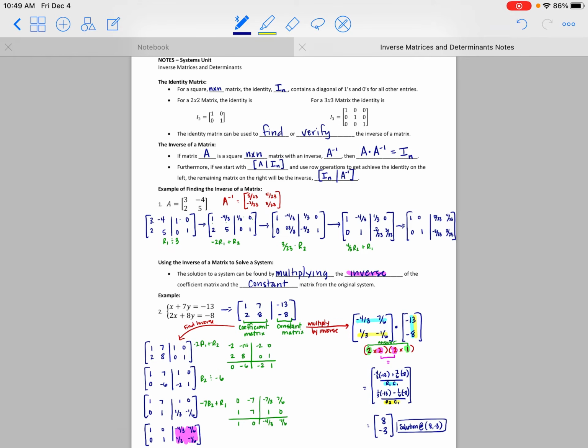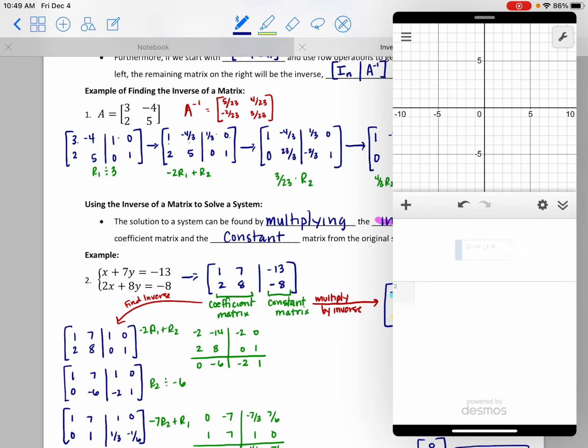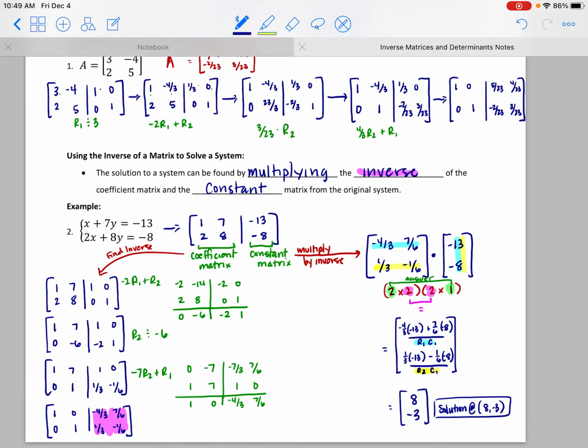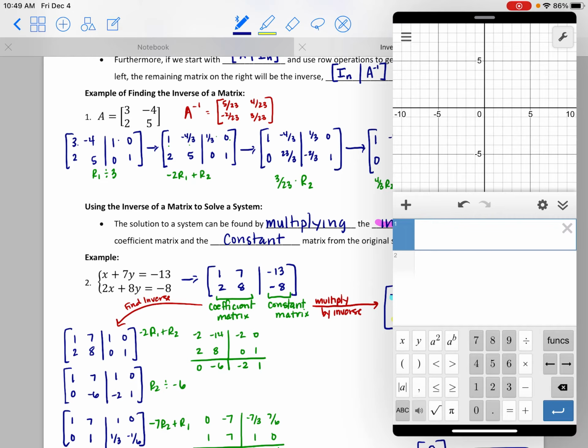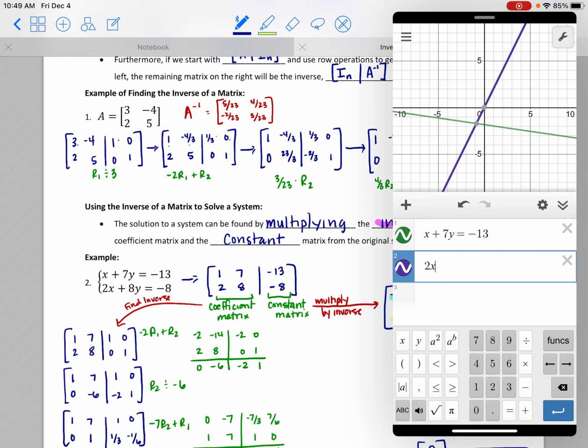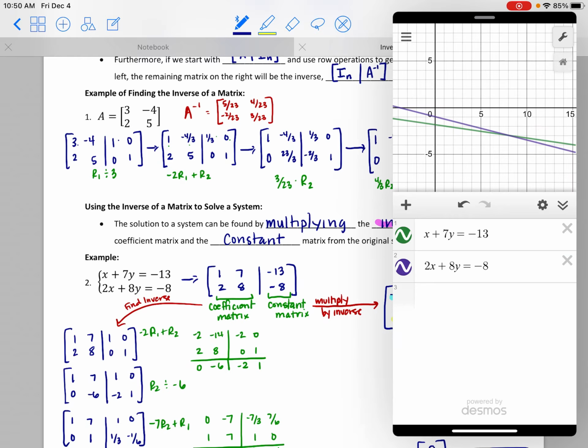The easiest way to solve this system, I think, would be to just graph it. So let's go ahead and confirm. That would be a real shame if we did all that work and got it wrong. If we were to graph x plus 7y equal to negative 13, according to this work, these two lines should cross at 8 and negative 3. So 2x plus 8y equals negative 8. So do they cross at 8 and negative 3?